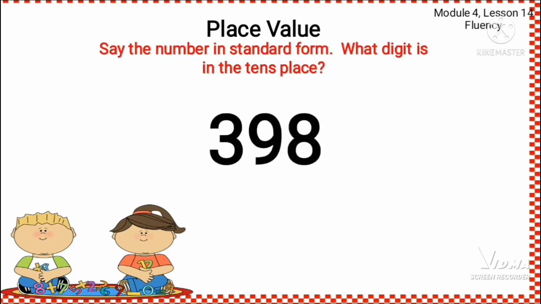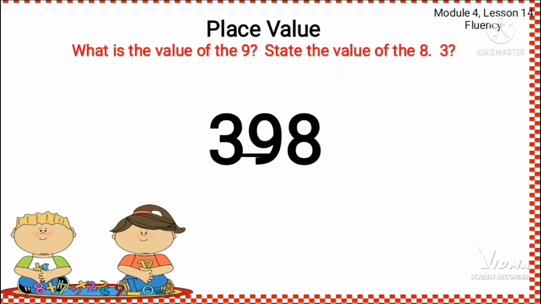Here's another number. The standard form of this number, 398. What digit is in the tens place? 9. Correct. What is the value of the 9? 9 tens. Can you state the value of the 8 and the 3? The 8 is 8 ones and the 3 is 300.